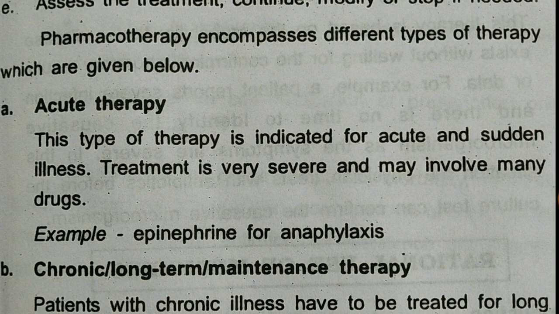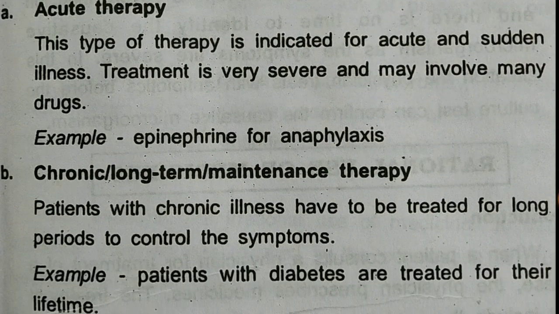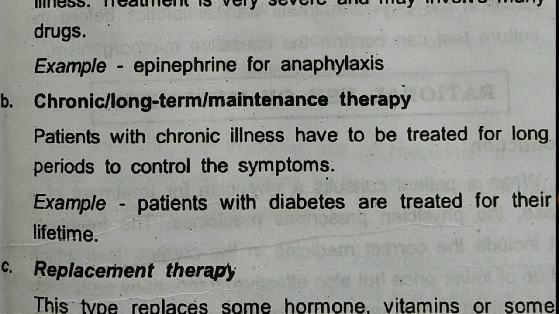Acute therapy. This type of therapy is indicated for acute and sudden illness. Treatment is very severe and may involve many drugs. Example, epinephrine for anaphylaxis. Chronic long-term maintenance therapy. Patients with chronic illness have to be treated for long periods to control the symptoms. Example, patients with diabetes are treated for their lifetime.